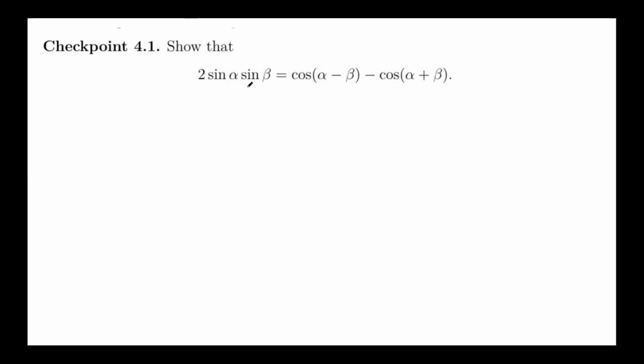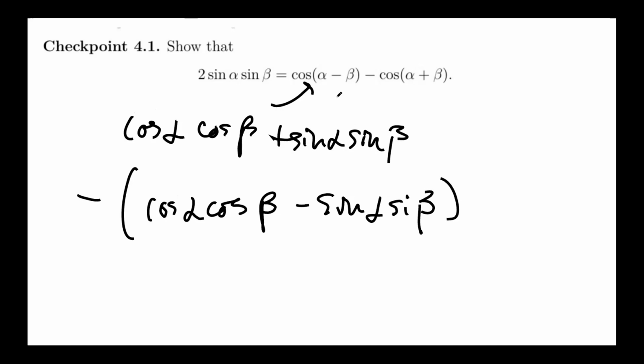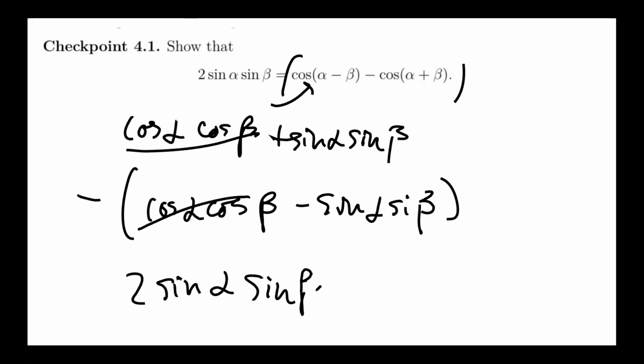Okay, we're gonna talk about it now. So for cosine alpha minus beta, that was cosine alpha, cosine beta, plus sine alpha, sine beta. Okay, and we want to subtract cosine alpha plus beta. So that was cosine alpha, cosine beta, minus sine alpha, sine beta. Okay, and then these two cancel, and we're just left with 2 sine alpha, sine beta. And that shows the identity. It's a pretty straightforward proof.